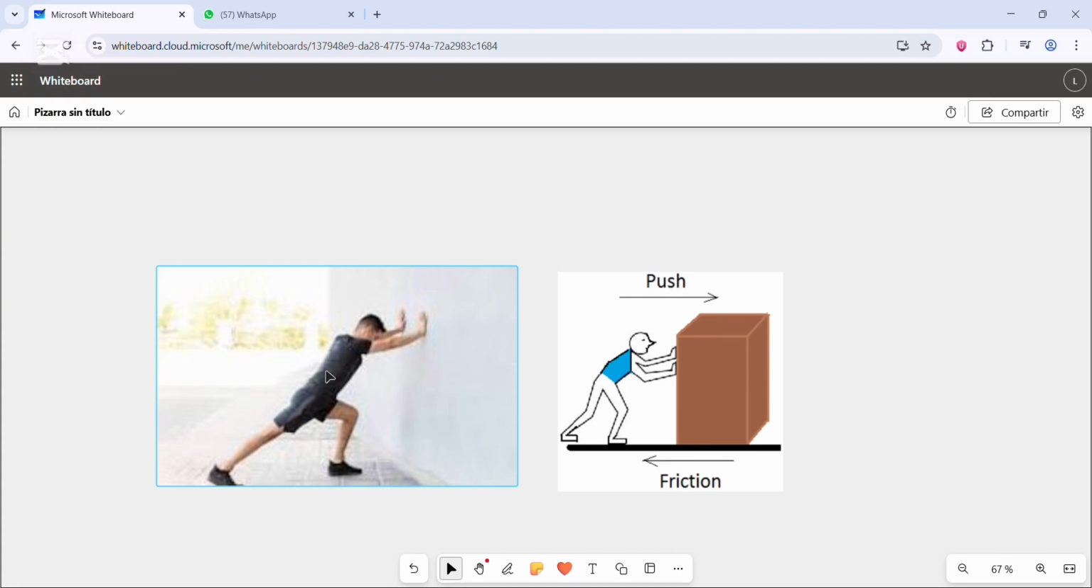Also, work can be positive or negative. It is positive when force and motion are in the same direction, like pushing a car forward, and it can be negative when force and motion are opposite, like friction slowing down an object, like in this example.